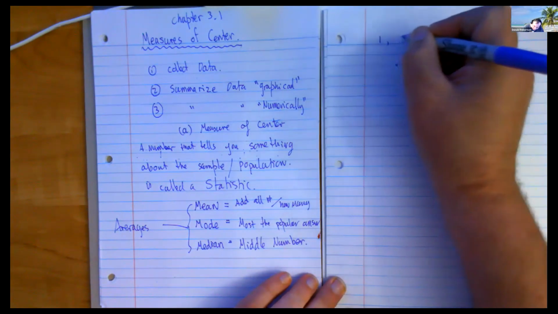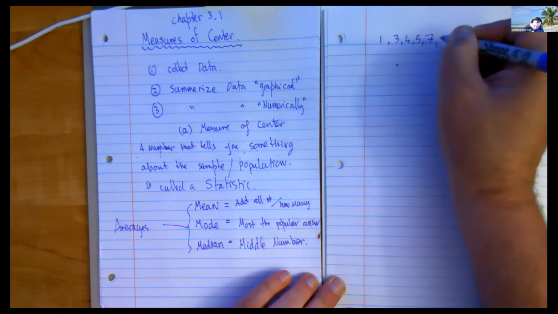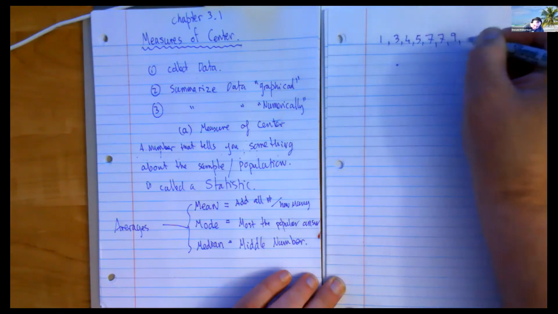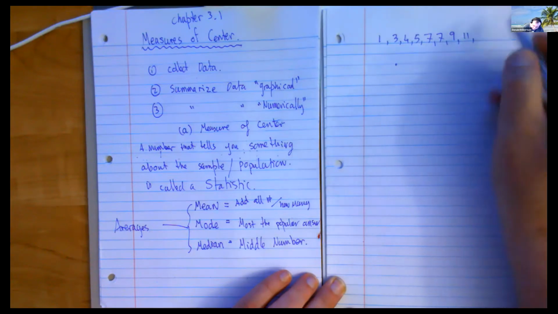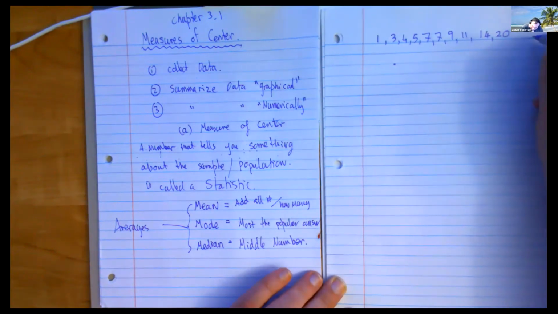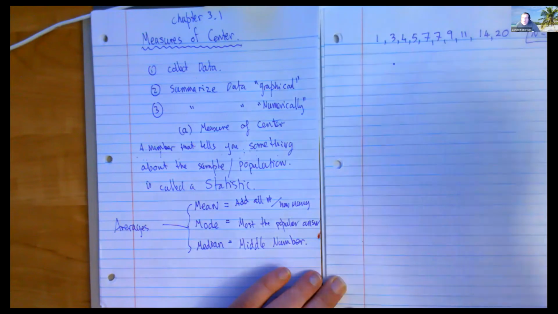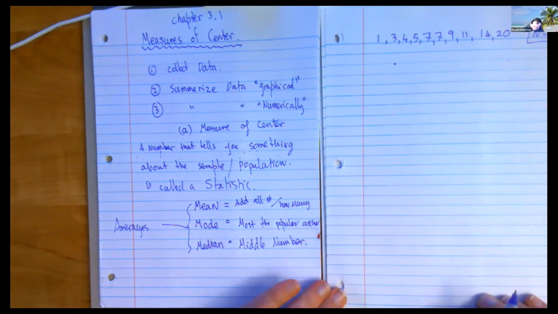Let's suppose I have some data: 1, 3, 4, 5, 7, 7, 9, 11, 1, 2, 3, 4, 5, 6, 7, 8, 9, 10. So I have a sample of just 10 people, 10 ages, 10 numbers. Let's see how that works.